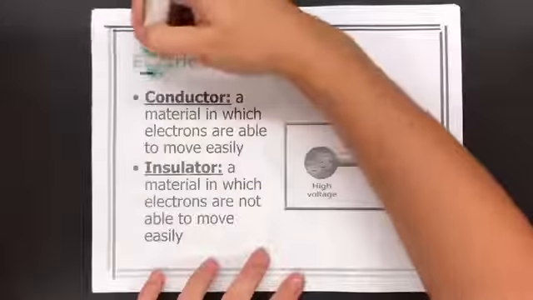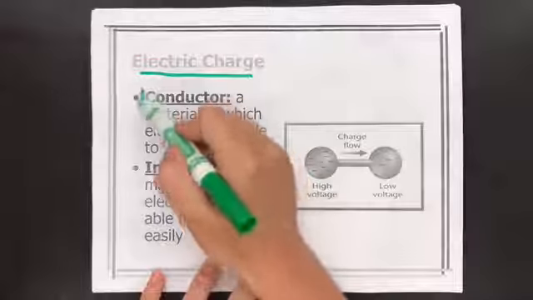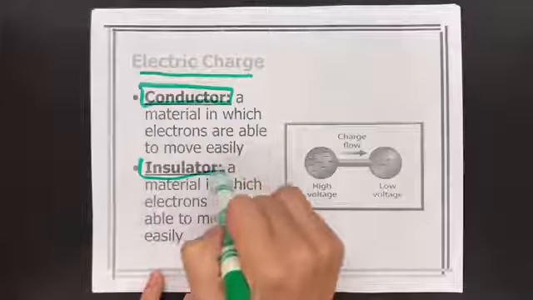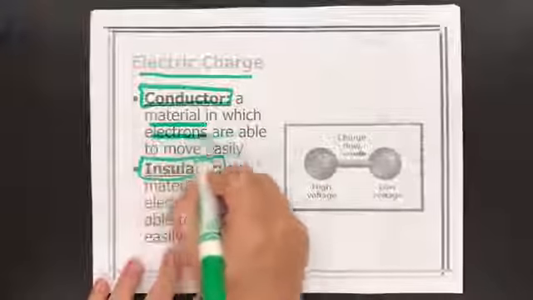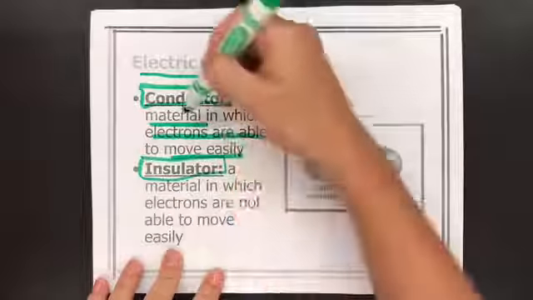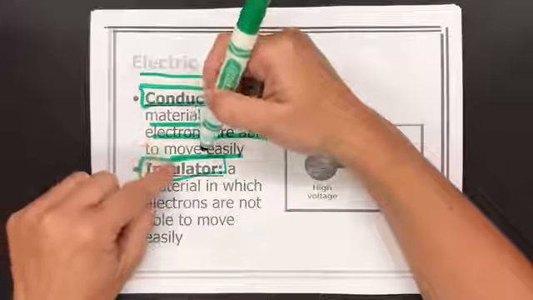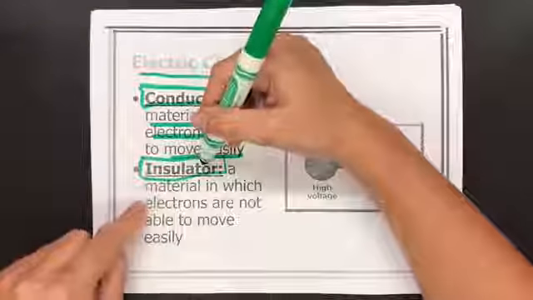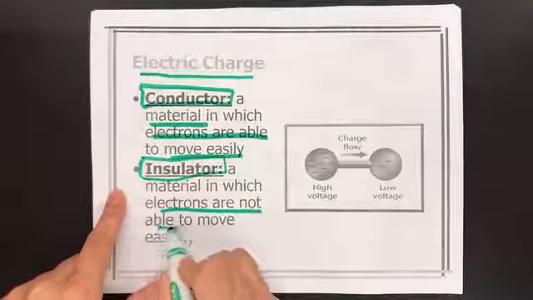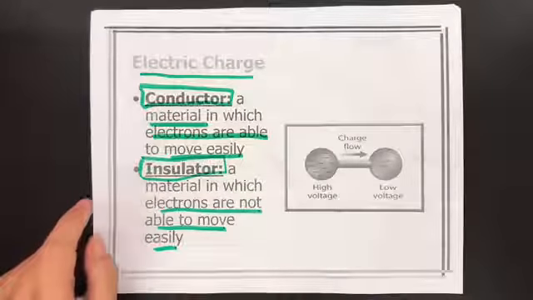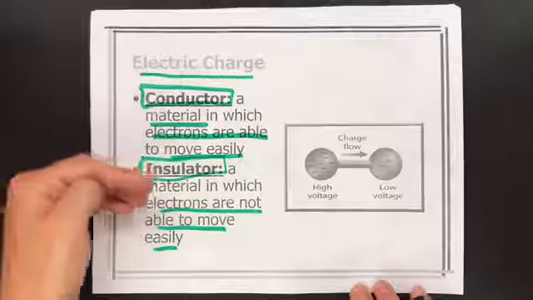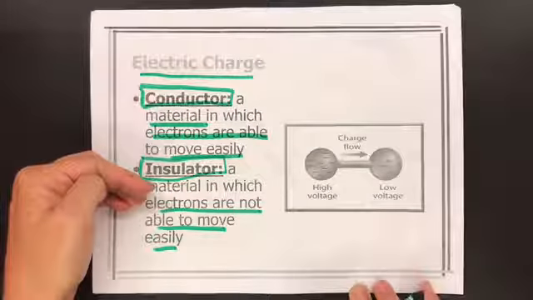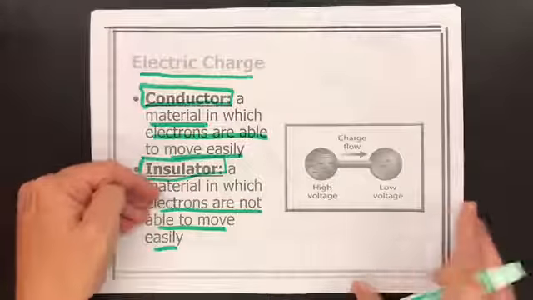Electric charge, how it happens in the first place: you have conductors and insulators. A lot of vocab going on here. A conductor is a material where electrons are able to move easily. Insulators, the electrons are not able to move easily. Electric charge is all about those electrons moving from one object to another. Conductors allow them to move. Insulators are causing them to not move, or to at least slow down, okay?